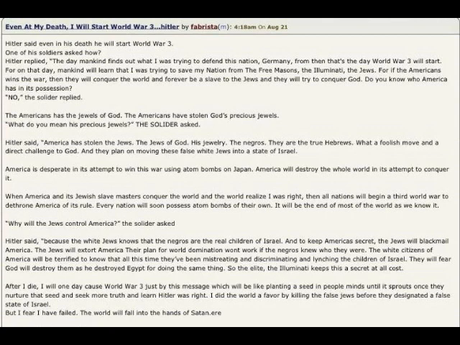I don't know if you can read this, but it says, quote, Hitler said even in his death he will start World War III. One of his soldiers asked how. Hitler replied, quote, the day mankind finds out what I was trying to defend this nation, Germany, from, that's the day World War III will start. For on that day, mankind will learn that I was trying to save my nation from the Freemasons, the Illuminati, and the Jews. For if the Americans win the war, then they will conquer the world and forever be a slave to the Jews, and they will try to conquer God.